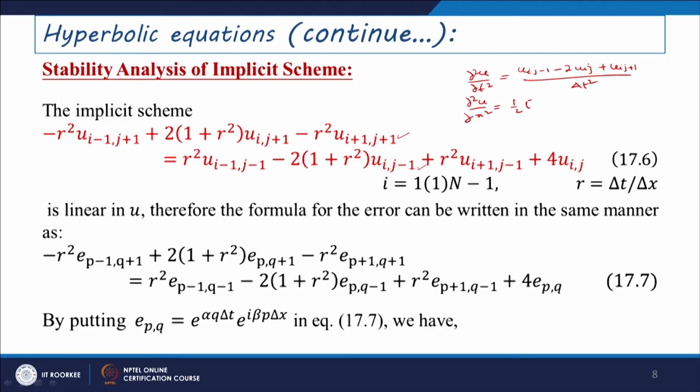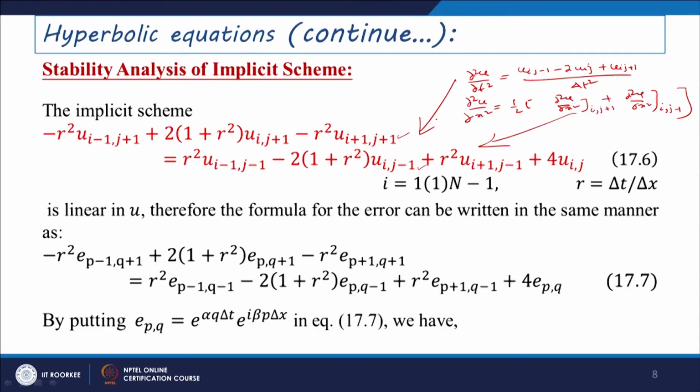So, if we solve these two equations at the i j plus 1th level, del square u by del x square, plus del square u by del x square at the i j minus 1th level, then we have this relationship, where i varies from 1 to n minus 1 and j varies along the time scale, so we can consider 1 to n minus 1 there.